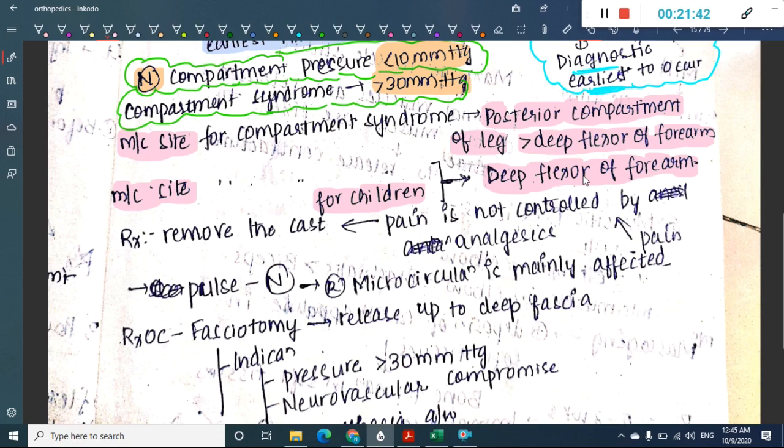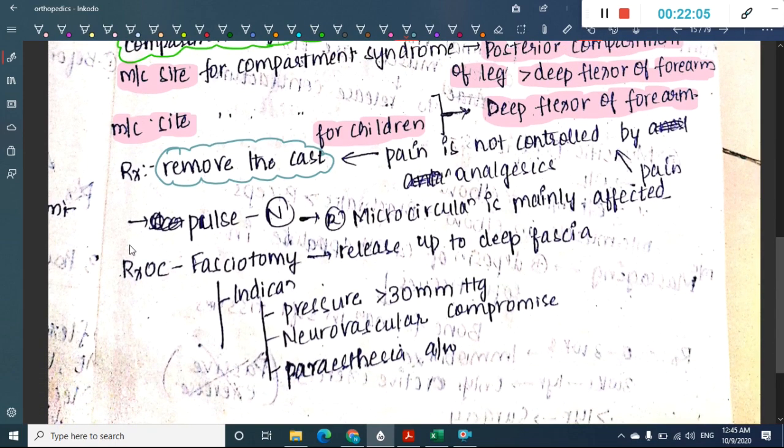Then how are you going to treat this compartment syndrome? First, you will have to remove the cast. Pain cannot be controlled by analgesics. So the first and foremost thing is you should remove the cast. And what is the treatment of choice? Treatment of choice is fasciotomy. This fasciotomy is mainly done to relieve the pressure, and to release the deep fascia.